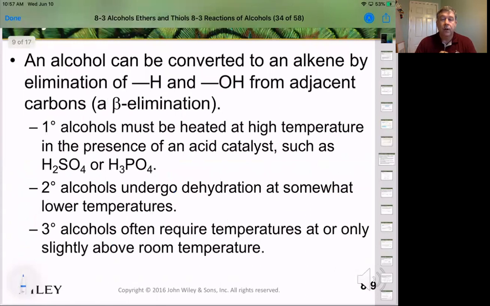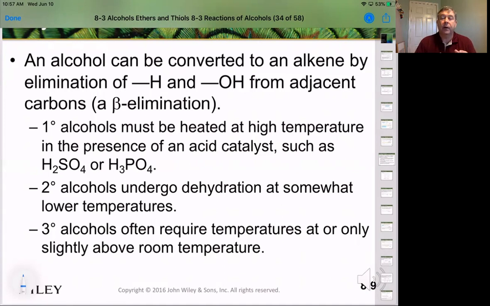Okay, so now that we've seen that we can convert alcohols to alkoxides, we can convert alcohols to alkyl halides, we can also take and dehydrate an alcohol by beta elimination. Now, we can't do this under basic conditions because we would have hydroxide as a leaving group, or an oxide as a leaving group. So we actually do this with acidic conditions.